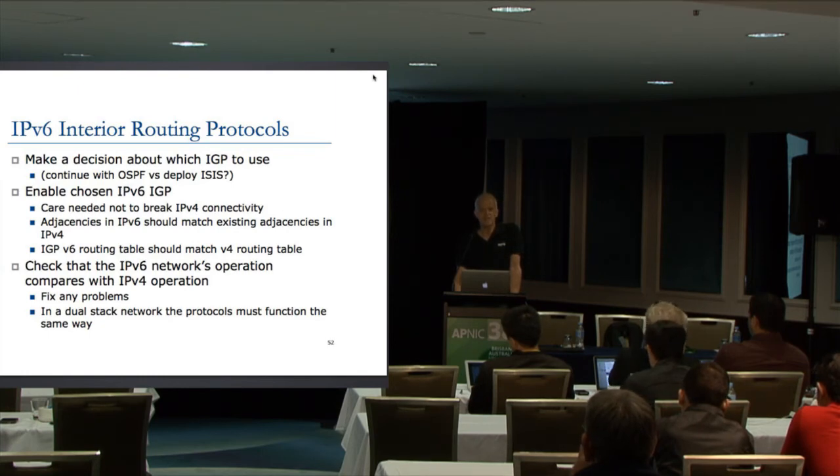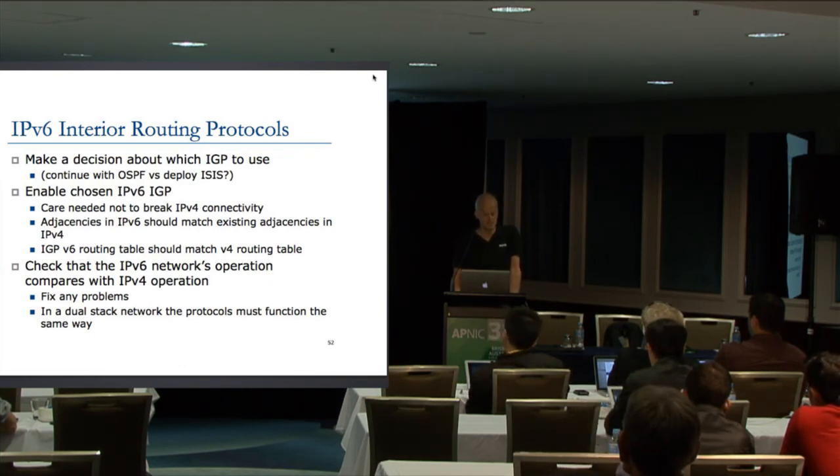Check the v6 routing table. It should look the same as the v4 routing table. Obviously, the numbers will be different, but you'll have the same number of entries. If you don't, you've missed something somewhere. Remember, it's just the IGP, just the routers in your backbone.